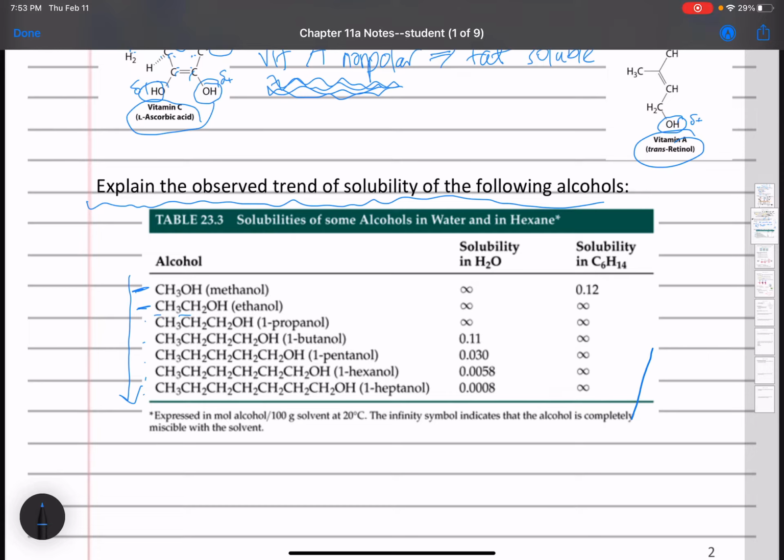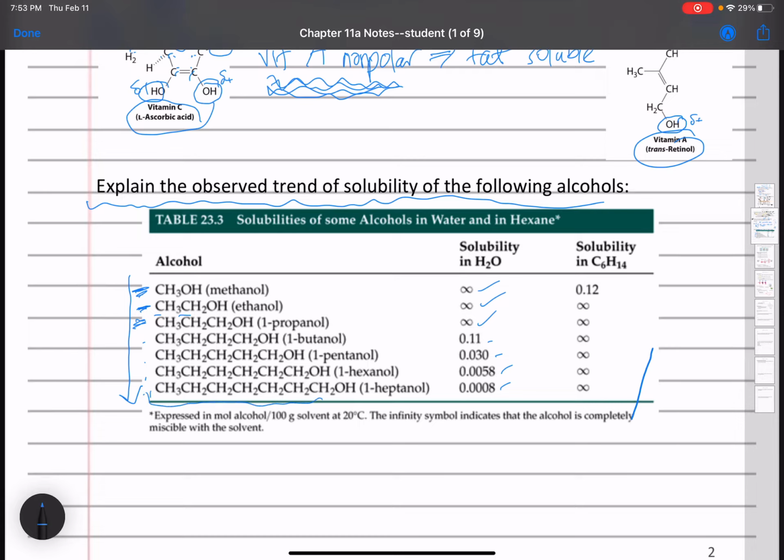So this carbon chain just gets longer and longer. These small alcohols, methanol and ethanol, have very good solubility in water, infinite solubility in water. And even propanol has infinite solubility in water. But as we go down the table, we find that these alcohols become less and less soluble in water because their nonpolar regions get bigger and bigger.